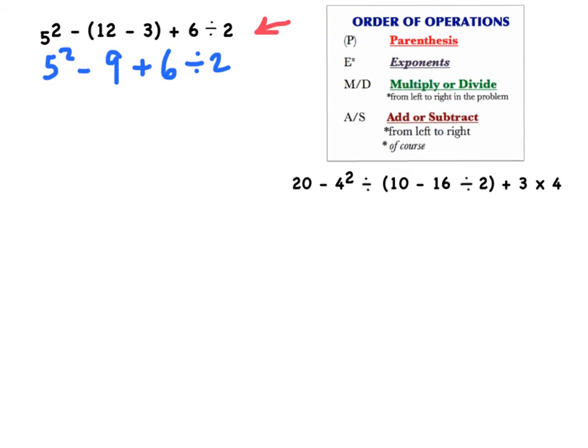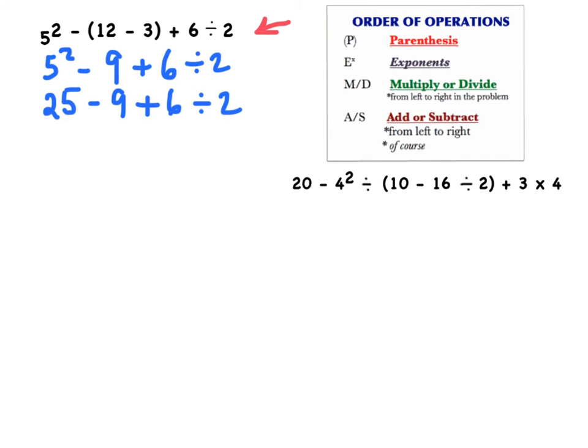Next step, we got rid of the parentheses, so we have to go to exponents. We have 25 minus 9 plus 6 divided by 2. Now, you guys are good at math, so I know you like to skip ahead, but it's really important to do one part in each step so that you have almost a triangle shape with your order of operations problem. Like I said, it's really important to stay organized when you get into this kind of math.